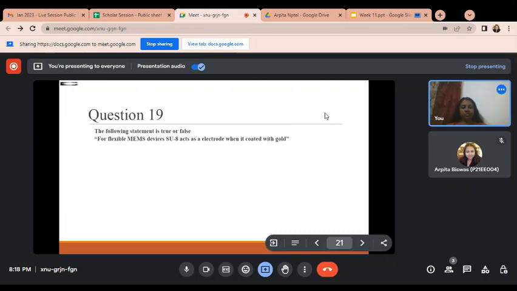It is true. The statement is true. For a flexible MEMS device, SU8 acts as an electrode when it's coated with gold.